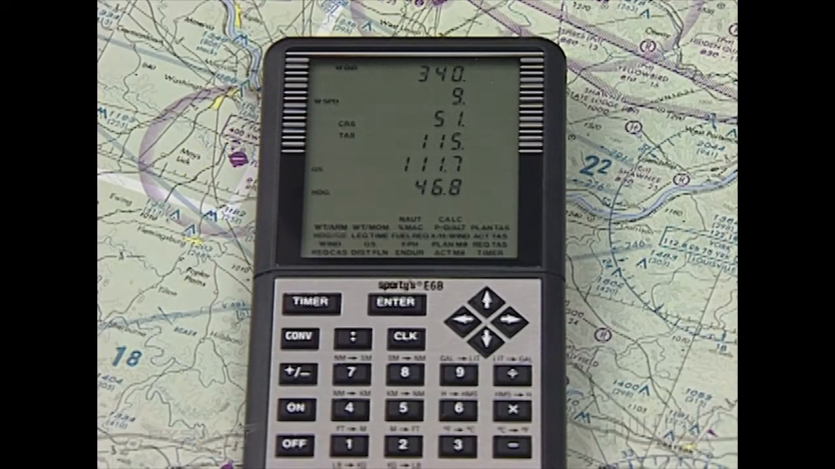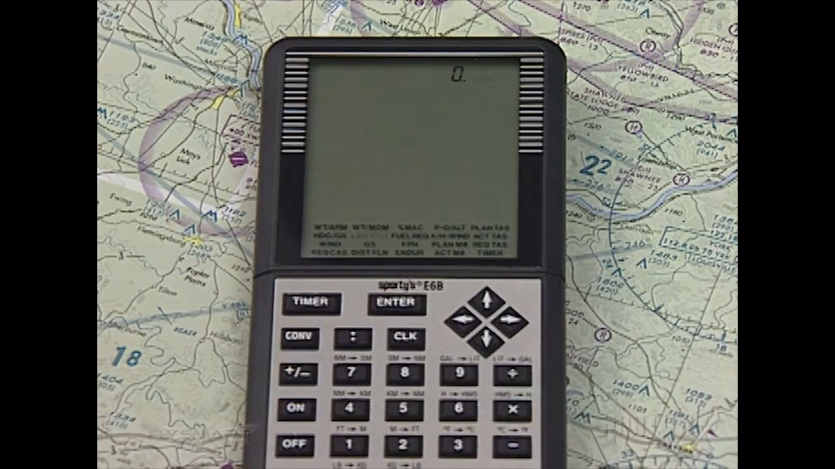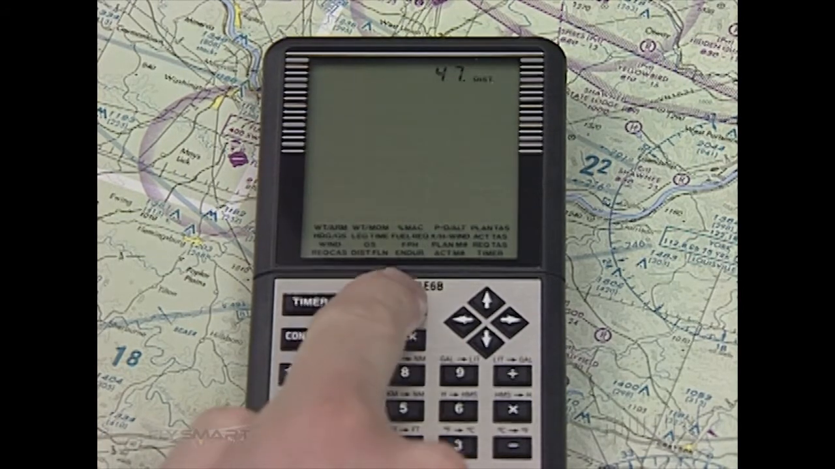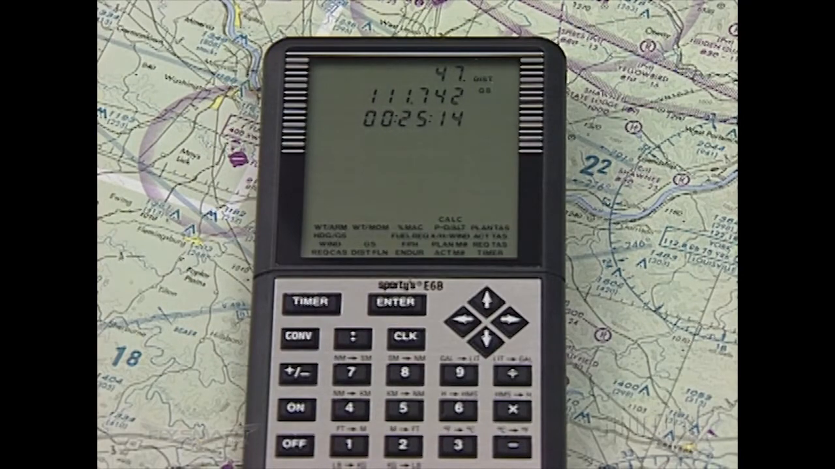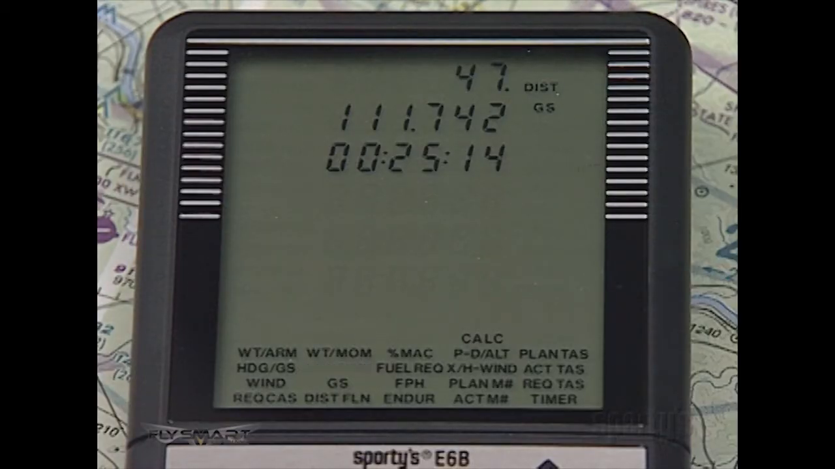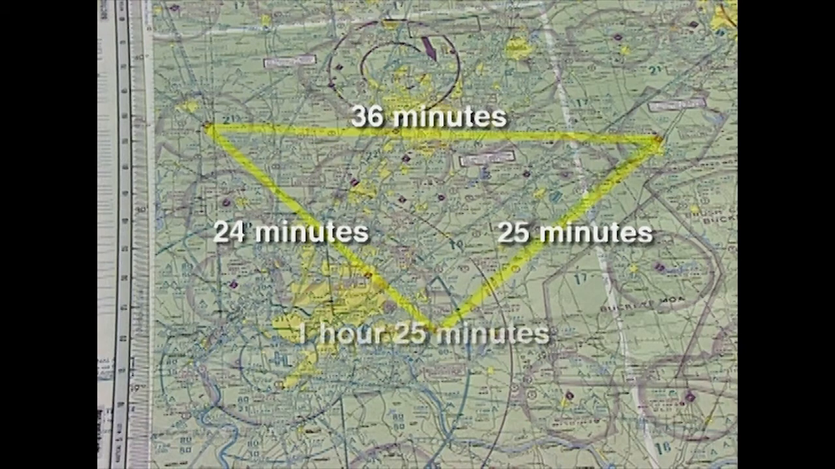Now, let's figure the time required to fly the first leg. Select Leg Time, press Enter, and follow the prompts. Flight time will be 25 minutes and 14 seconds. Figure it at 25 minutes. The next 2 legs will require 60 minutes of flight time, so the total flight time for all the legs is 1 hour and 25 minutes.